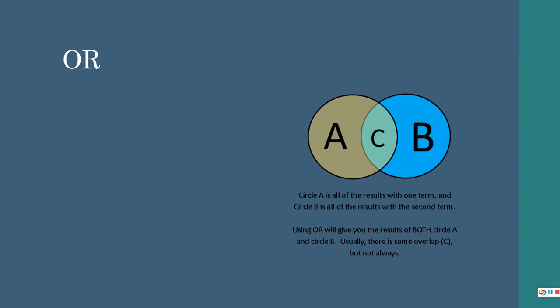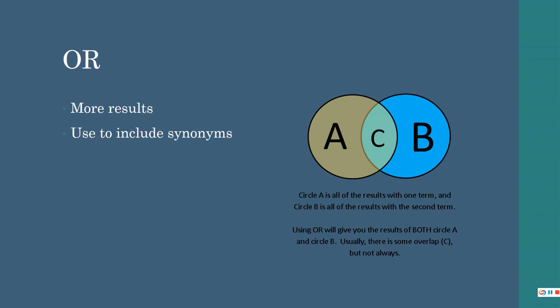Or is almost the opposite of and. Or gives you more results by looking for either of the terms entered. Use or when you want to include synonyms in your search. Following our example from and, say you now want to find pet ownership articles, but you don't really care which type they have, just that they have either cats or dogs.